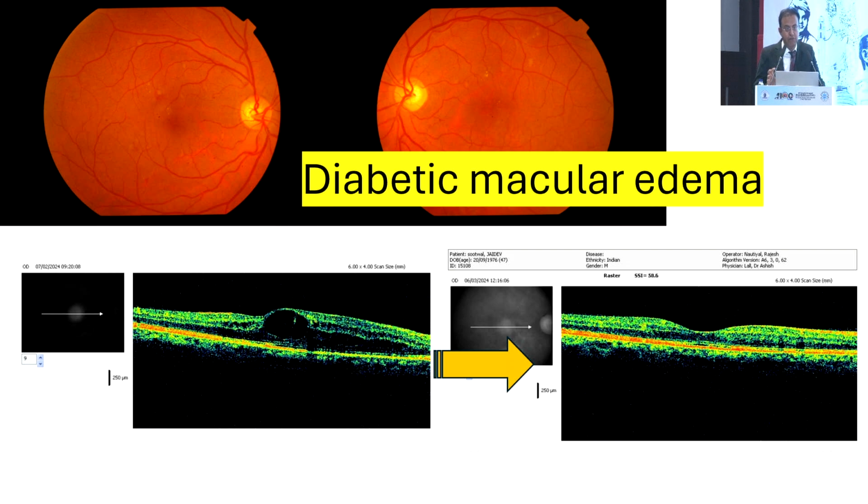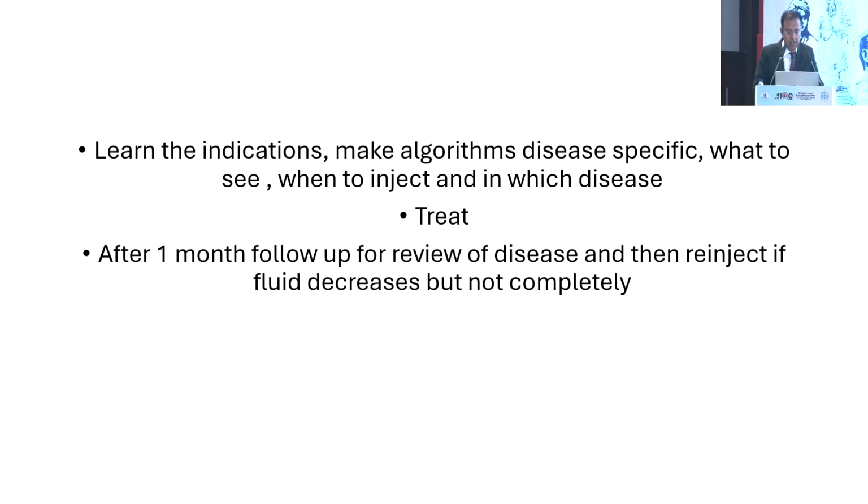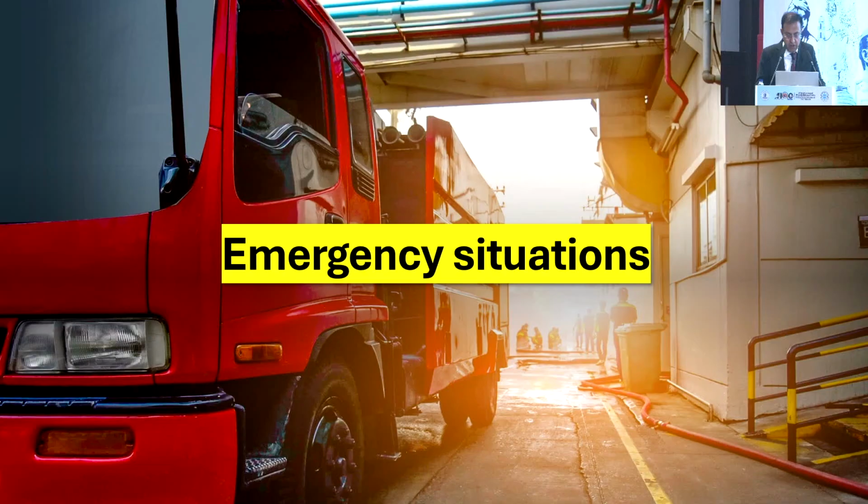So after every 4 to 6 weeks, you need to again do an OCT, see whether there is fluid or not. And this is very disease specific. For all diseases, there are different algorithms that you need to have in mind so that you can tell the patient accordingly. Again, this is okay. So learn the indications, make algorithms, disease specific, when to inject, when not to inject.